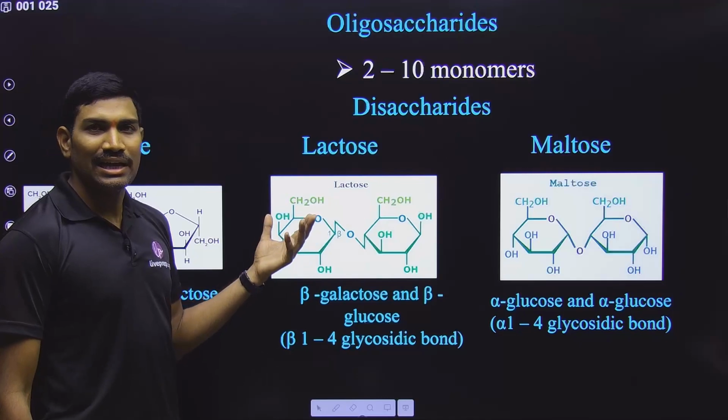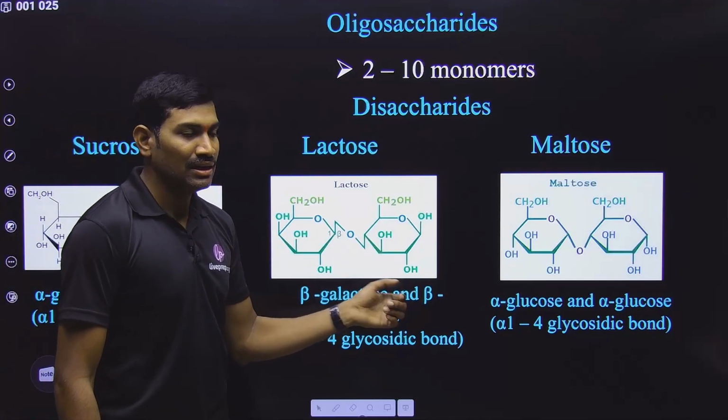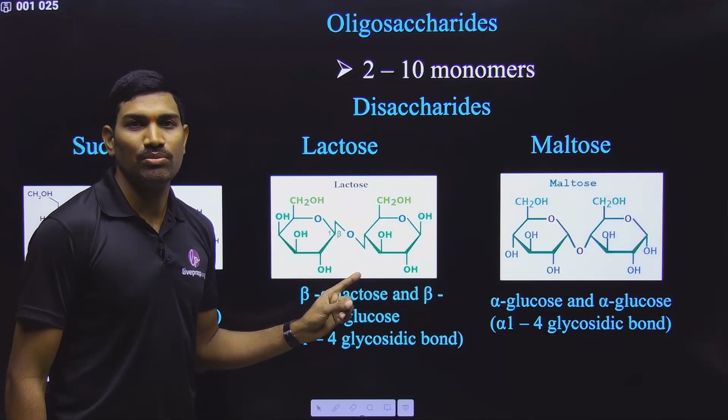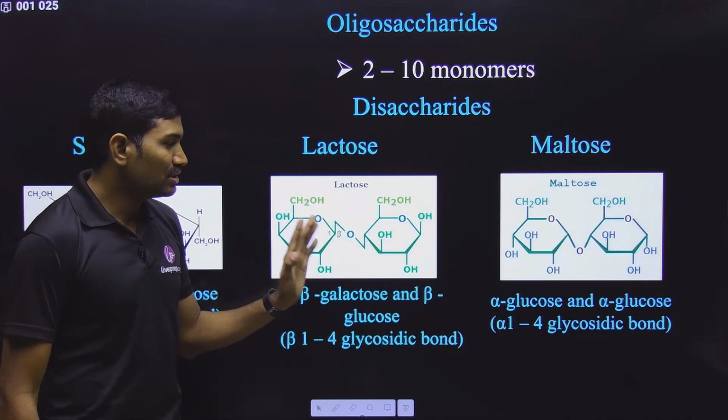In this what are present? Galactose is present and glucose is present. But this is having free carbonyl group. So that's why it is example for reducing sugar.